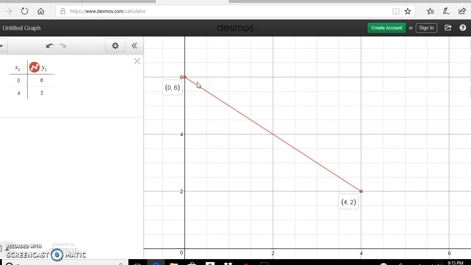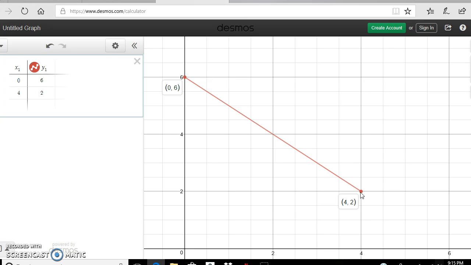I did random numbers. I drew it on a paper originally, and then I figured might as well use Desmos, so I did that. And I put it into a graph right here. So 0 and 6 and 4 and 2. There you go. And that's my line segment. And these, 0 and 6 and 4 and 2, are my 2 points.